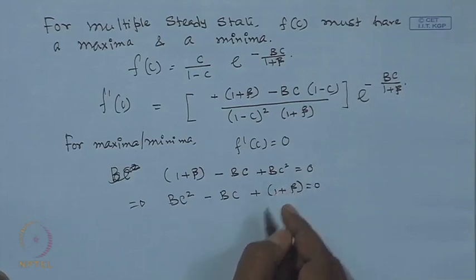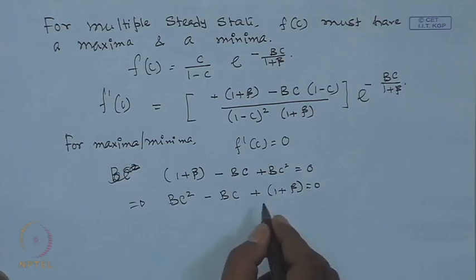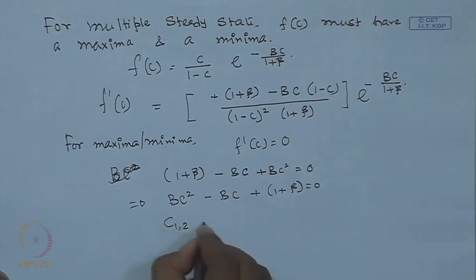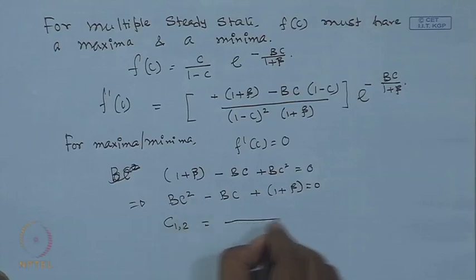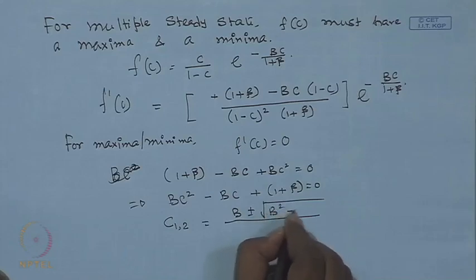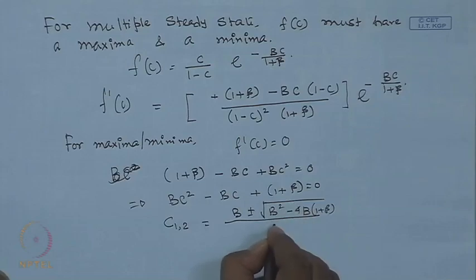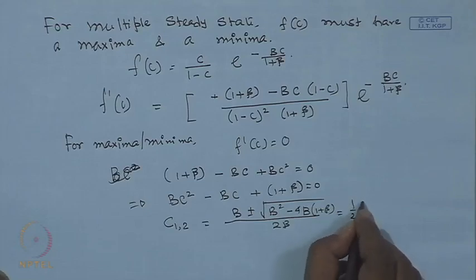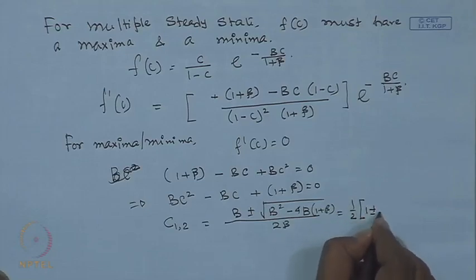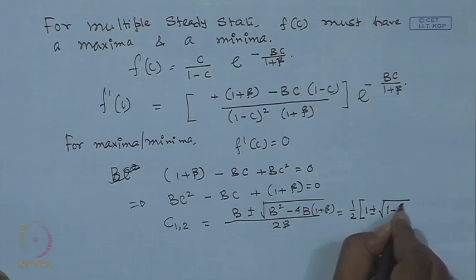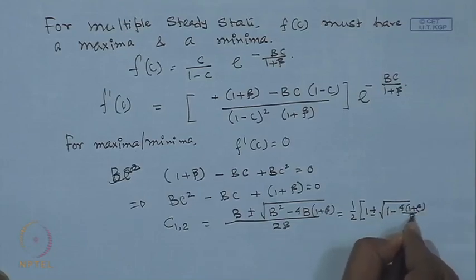Now, this is a quadratic in c, so it will be having two roots. Let us find out what these two roots are. They will be minus b plus or minus under root b square minus 4 a c, that is b times 1 plus beta, divided by 2 a, that means 2 b. If we take b common, what we will be getting is 1 by 2 times 1 plus or minus under root 1 minus 4 into 1 plus beta divided by b.